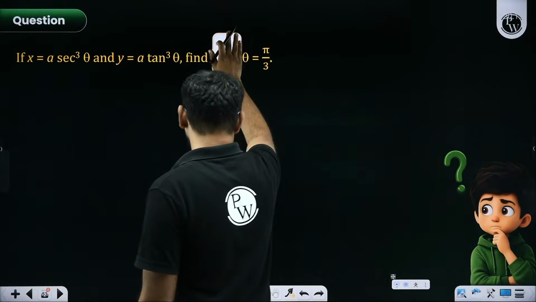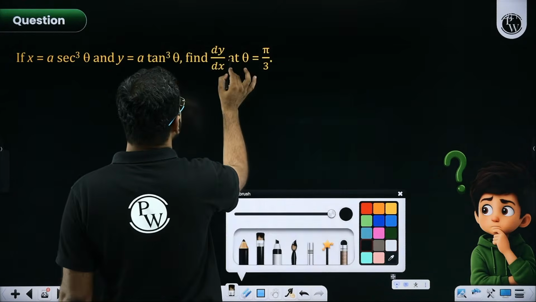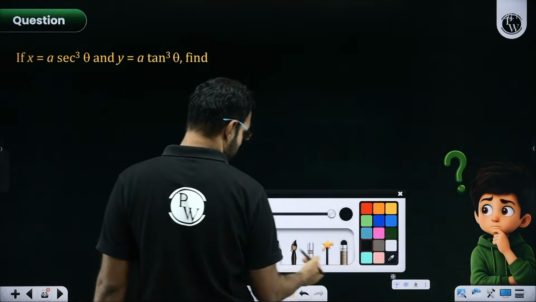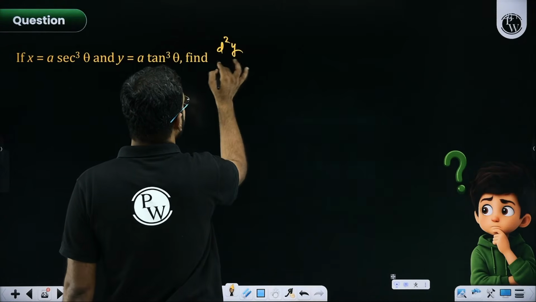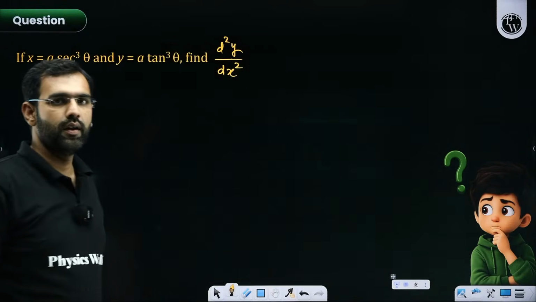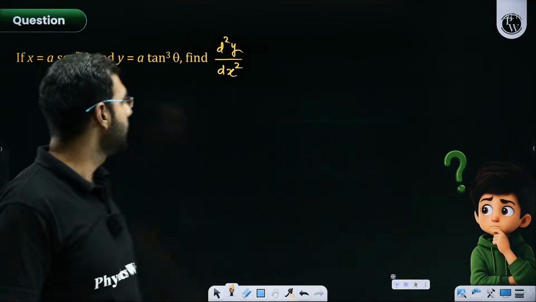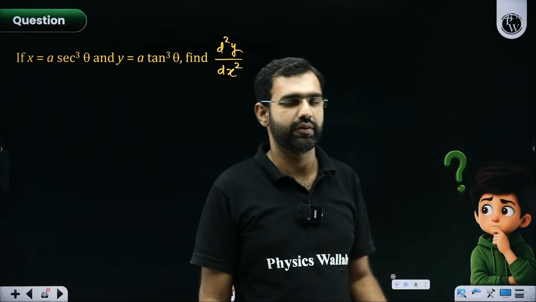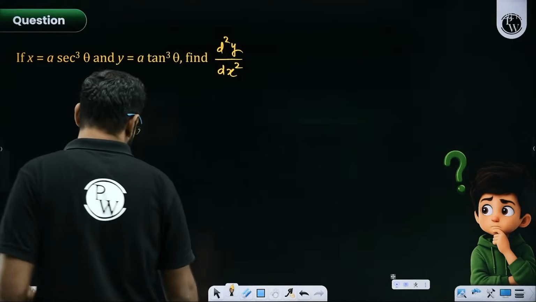Let's say this time the question is to find d2y by dx square. The question is that you should find d2y by dx square. Now, the mistake a lot of students commit here in parametric differentiation while dealing with higher order derivatives, that mistake I'm going to highlight. So pay a lot of attention in this part, everybody.